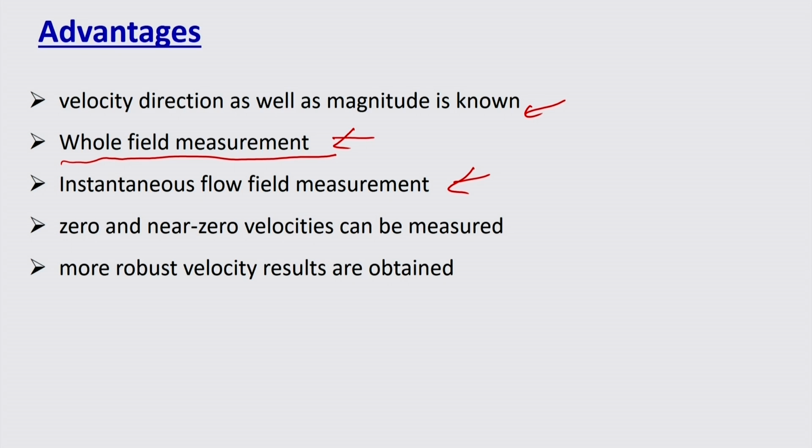Then it can measure a velocity which is 0 or very close to 0. So, if a very low velocity is there, it can measure it. There is no problem, like in HWA we discussed that when the velocity is very low, you cannot use hot wire anemometers. Why? Because the heat transfer due to convection may not be dominating, natural convection may also play a role, and then your whole calibration equation will be disturbed. In this case there is nothing like that. You can use it even for 0 velocity or a velocity very close to 0.